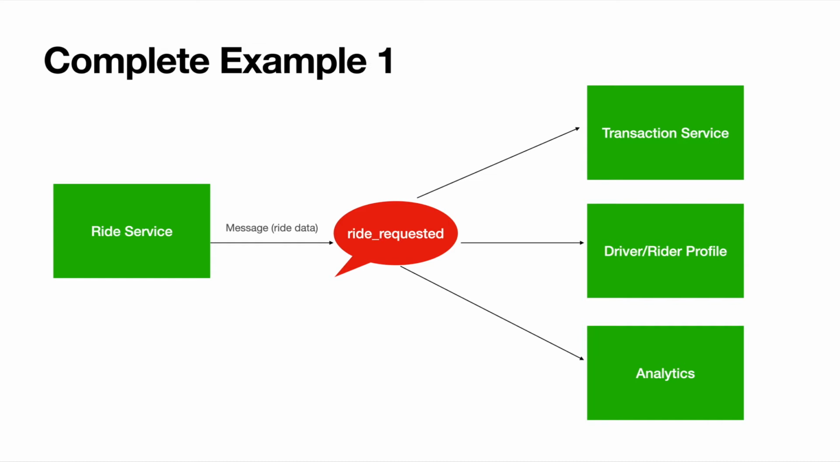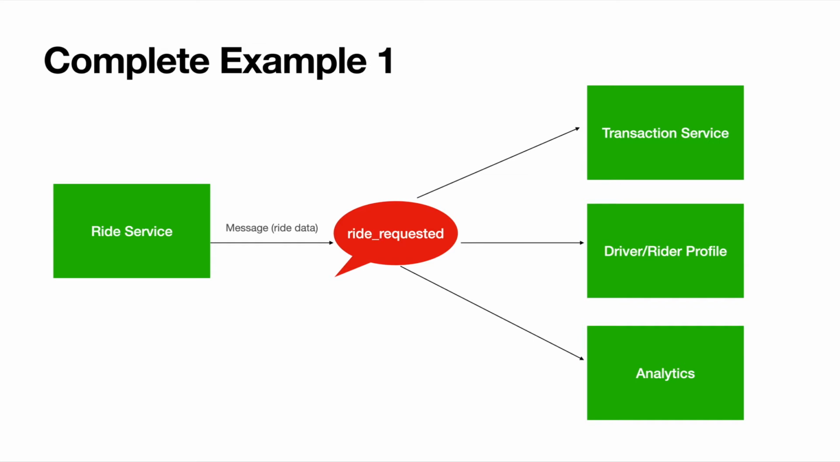And you can have consumers on top of that topic. In this case, we have transaction service, driver or rider profile, and analytics. Each of them are consuming from this topic independently. So whenever there's a new message that is written to the ride requested topic, each of the consumers will be notified of it, and then they can do some processing.